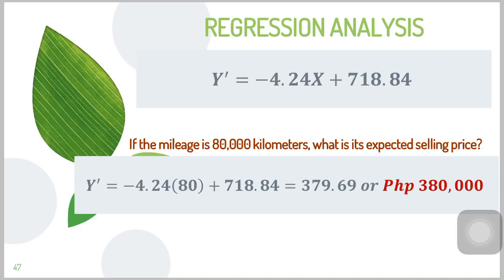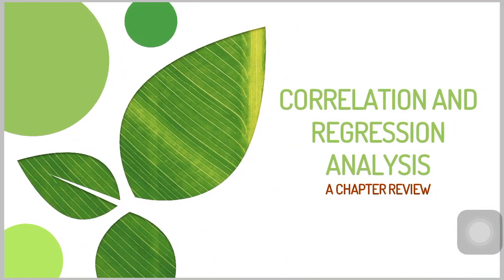If you go back, the selling price is also in thousands. So the selling price of the van, whose mileage is 80,000 kilometers, is 380,000 pesos. This ends our chapter review.